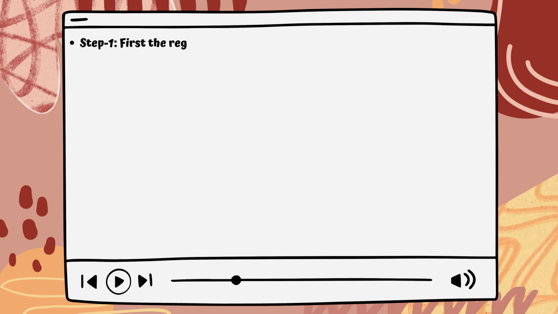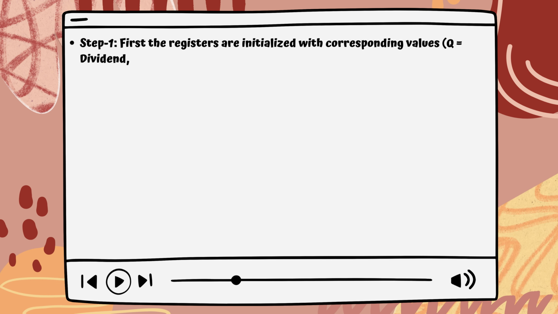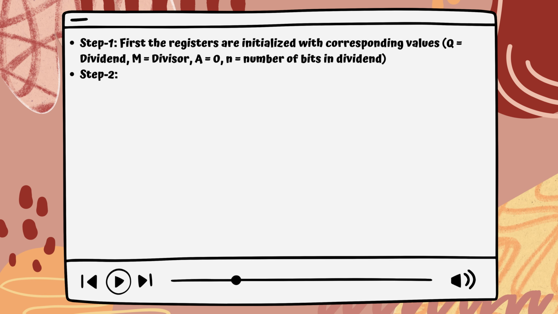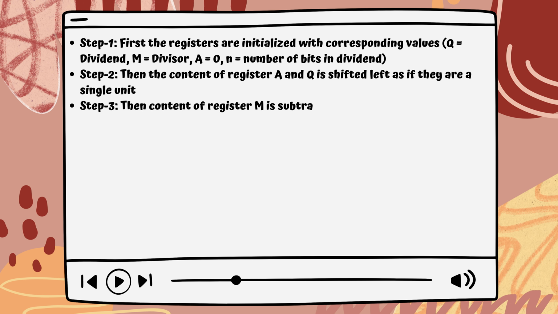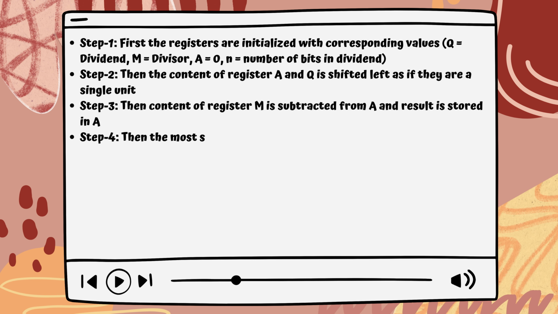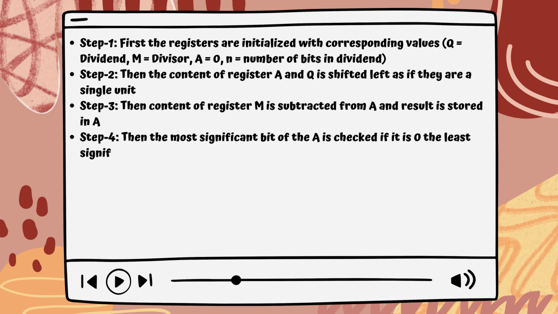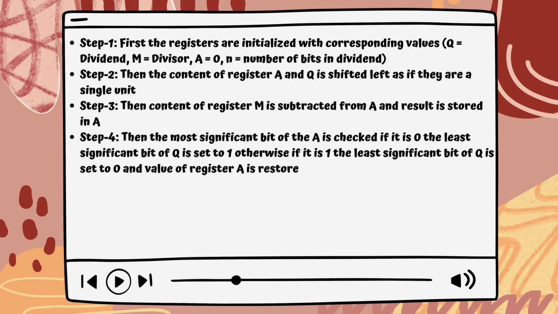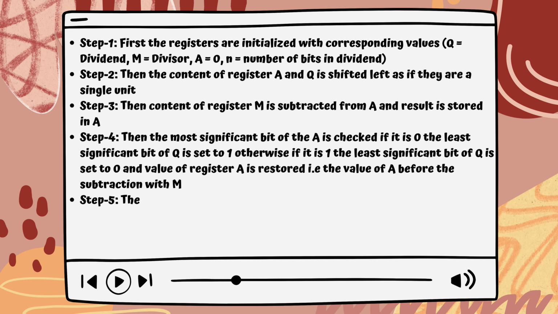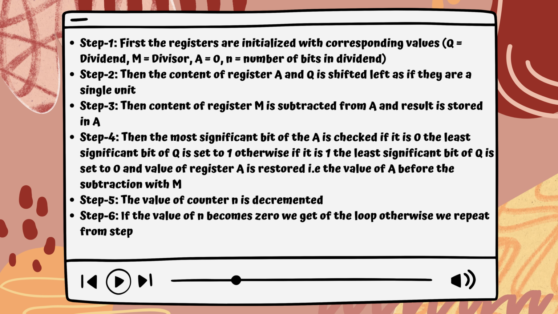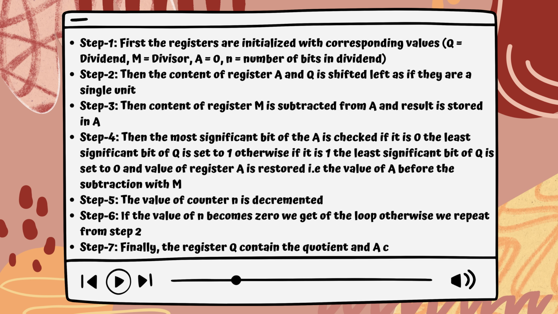Step first. First, the registers are initialized with corresponding values. Here, what happens is that when we take the values of dividend and divisor, those values are stored in some registers, and those registers are named Q, M, A, N. N is the number of bits in the dividend. Step second. Then the content of registers A and Q is shifted left as if they are a single unit. Here we do shifting, in which we shift the bits of A and Q by one position towards the left and the least significant bit of Q remains vacant. That vacant position is filled later. We will see in the next step.